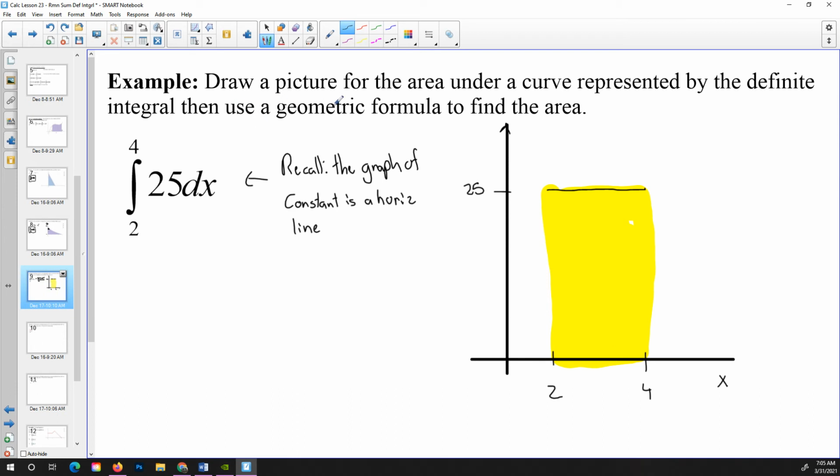And then it wants me to use a geometric formula to find the area. That's fairly easy. It's just going to be length times the height. In this case, it'll be 2 times 25. So it's going to be 50.